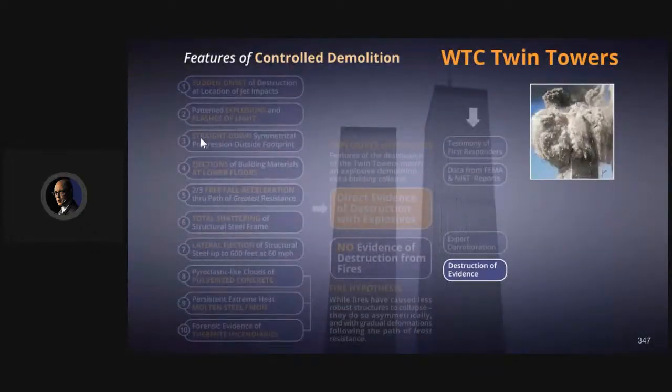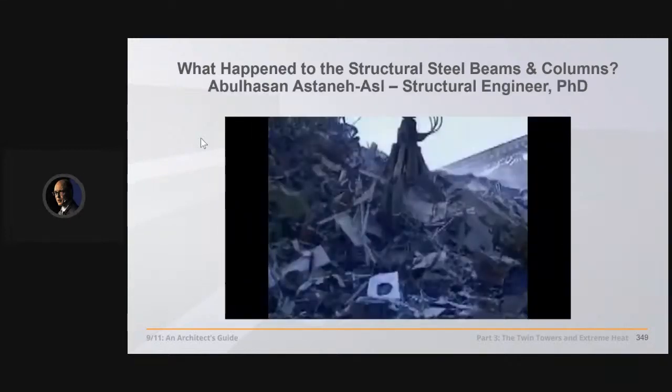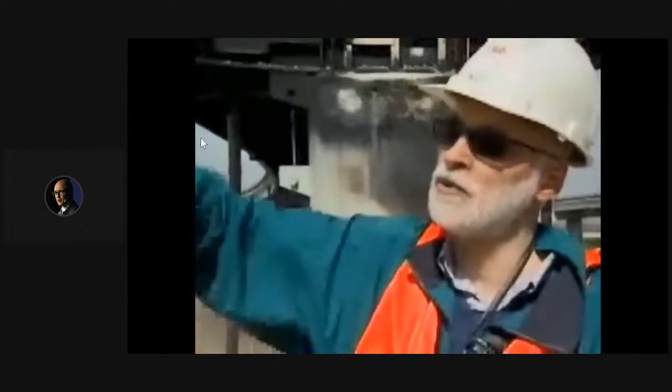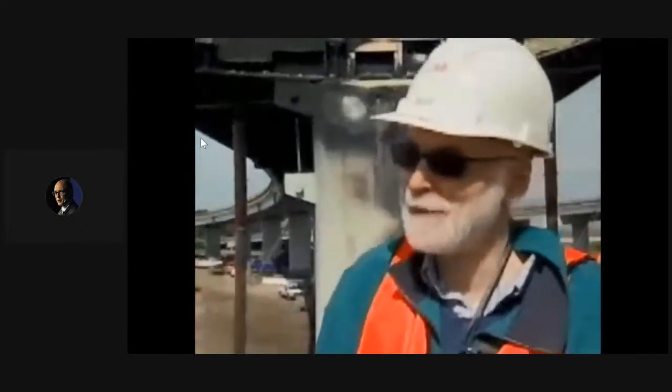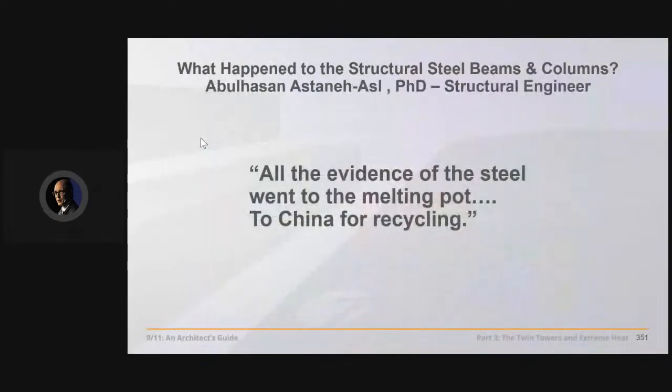But surely the evidence was preserved in what was easily the most profound structural failures in history. Let's see. Listen to structural engineer Abulhassan Astani Azal, Berkeley. After 9/11, we realized that Port Authority of New York and New Jersey has sent all the steel that we need to study. That's why I'm here to study steel. Has sent all the steel to recycling plant to go to China for recycling. For what? For 15 cents a pound. Just nothing. And all the evidence of steel went to the melting pot.